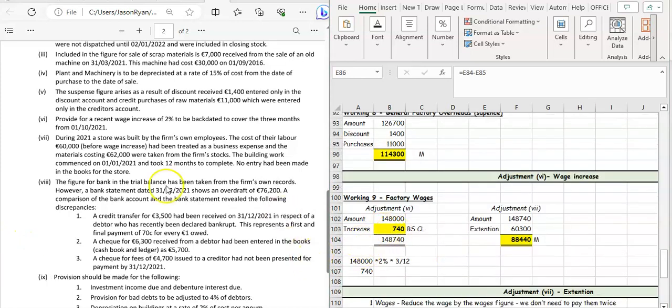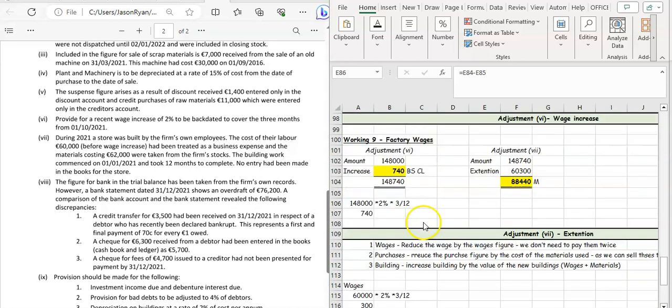Just remember that on the previous adjustment for the increase in wages, that 740 is an expense because that's the wages due. So going to your balance sheet as a current liability. I don't think it's said on the previous adjustment. So just that 740, which is an increase, goes into your balance sheet as creditors due within 1 year.